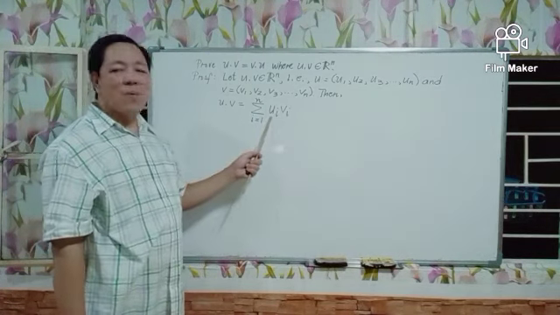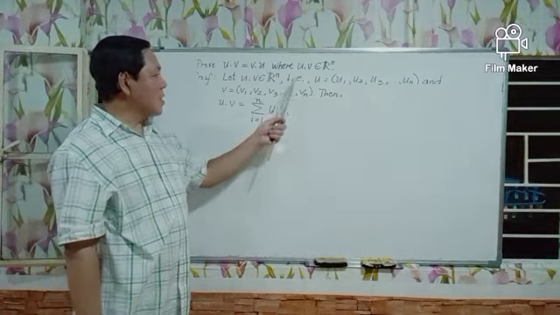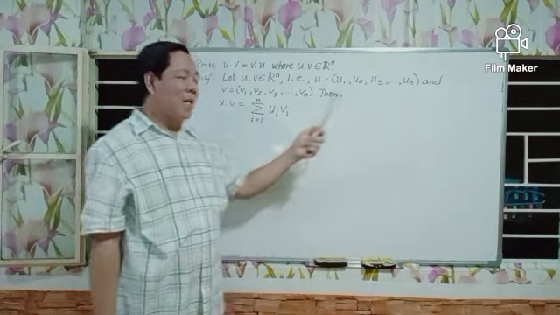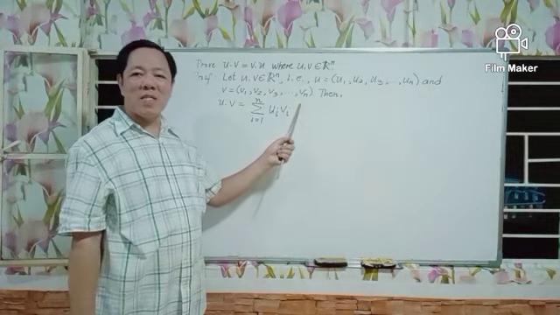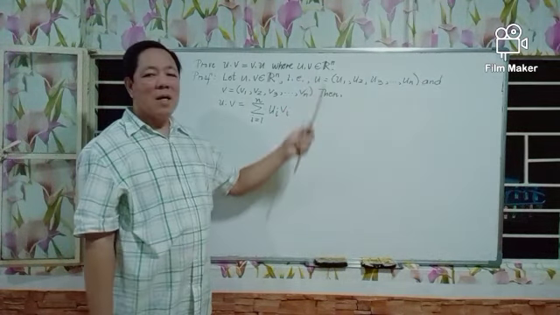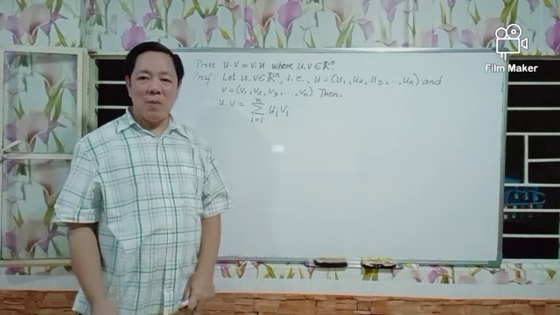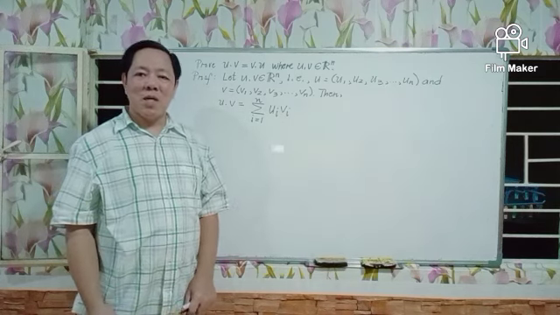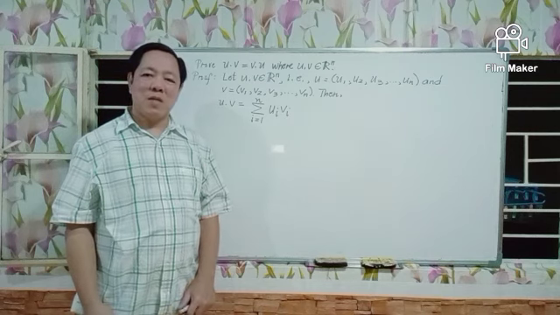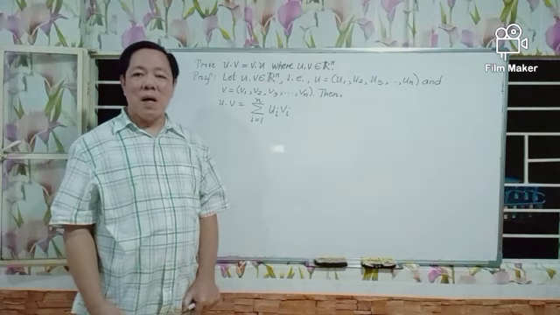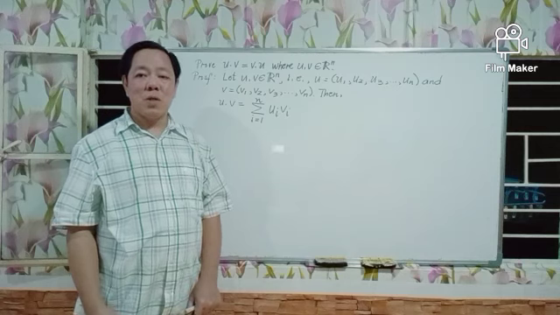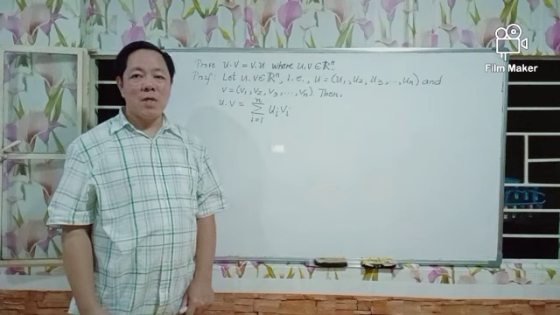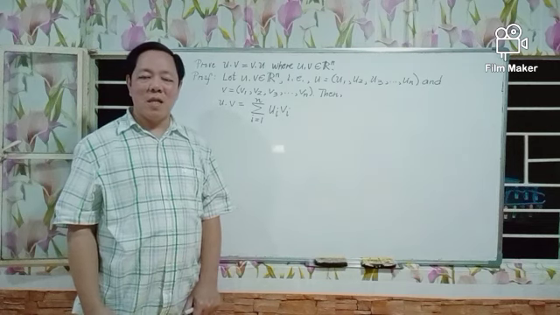Now I said earlier that the coordinates of u and v, u1, u2 up to un, and v1, v2 up to vn, are real numbers. And we know from algebra that one of the properties of the set of real numbers under the binary operation addition is the commutative property. That is, addition of real numbers satisfies the commutative property. That is, in adding real numbers, order of the real numbers is not important.